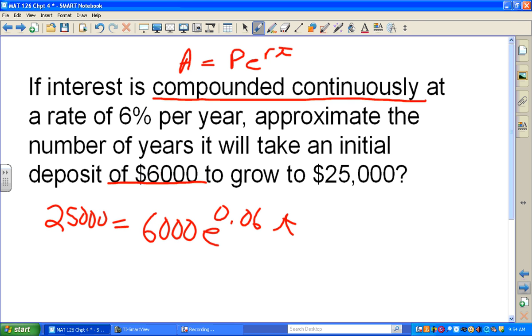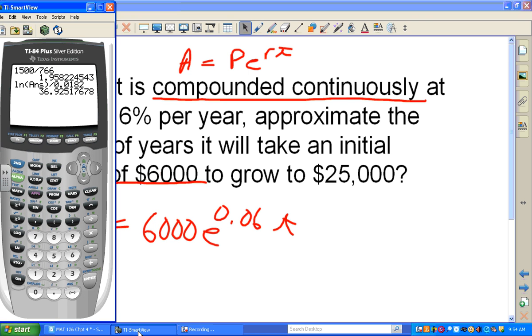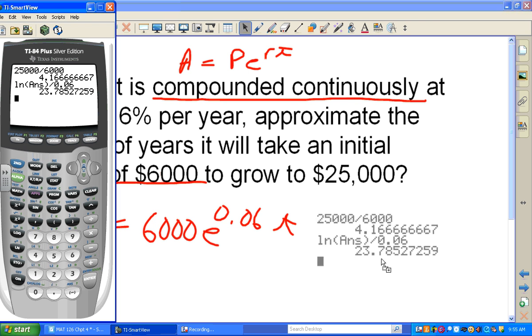All right. How do you solve it? Clear this all off. 25,000. All right, 6,000. Enter. Natural log of that answer divided by 0.06. You're absolutely right. 23.78 years.